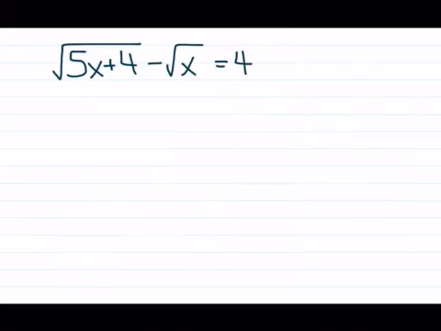Finally, we're going to come to radical equations that have multiple radicals. The key to this is you can't isolate both of them because the 4 is in the way. But what we're going to do is isolate the more complicated one. And I think the square root of 5x plus 4 is the more complicated one. So we're going to isolate that by sending the radical of x to the other side.